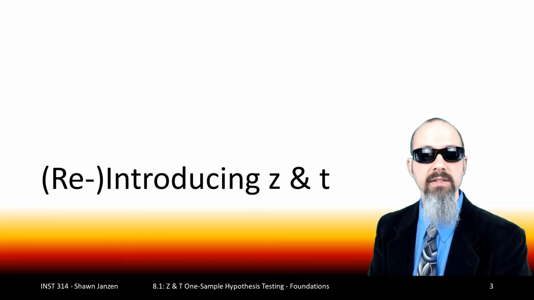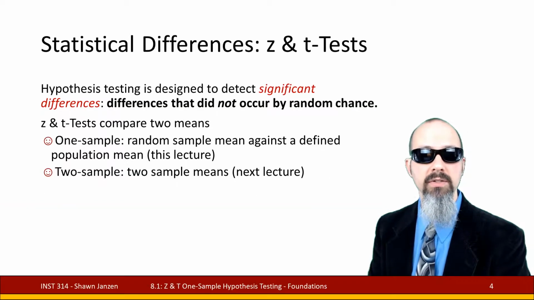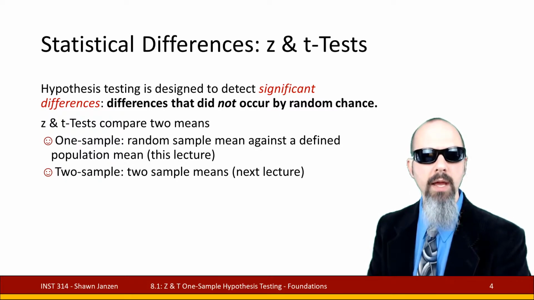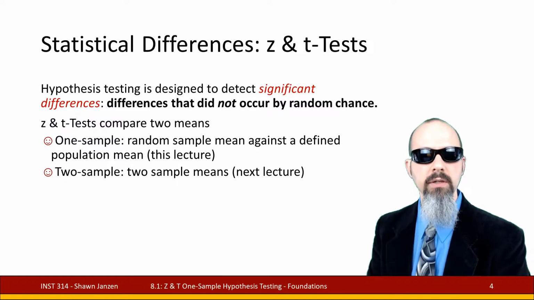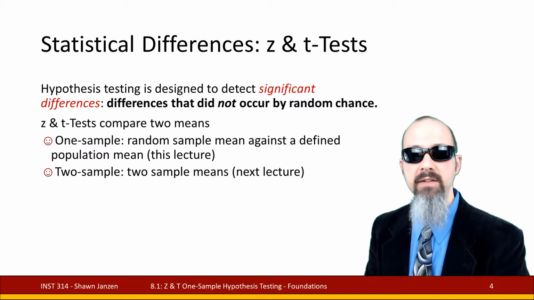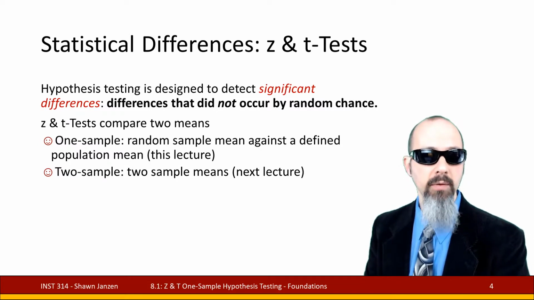So let's go ahead and get started reintroducing Z that we've covered in the previous term and how it compares to the T. Now, taking a step back, let's re-examine hypothesis testing. Hypothesis testing, we said, is when you're looking to detect significant differences. These are differences that did not occur by random chance alone, to see if the values you're obtaining in your sample are different enough from your population.